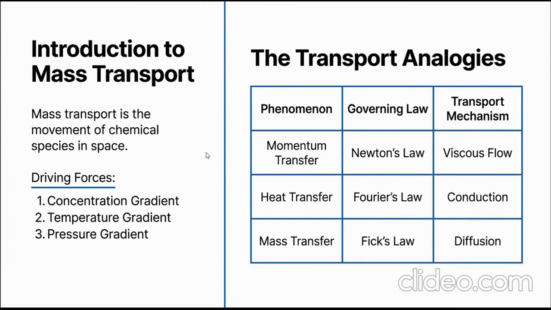In chemical engineering, mass transport represents the migration of species through a mixture. It is one of the three pillars of transport phenomena. Just as momentum transport follows Newton's law and heat transport follows Fourier's law, mass transport is primarily governed by Fick's law. The movement is driven by a potential gradient, most commonly a concentration gradient, though temperature and pressure can also act as driving forces.